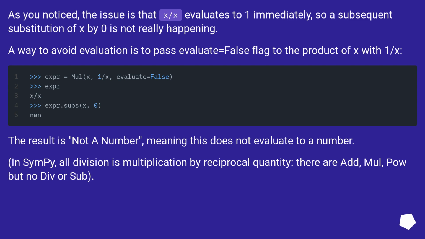In sympy, all division is multiplication by reciprocal quantity. There are Add, Mul, Pow but no Div or Sub.